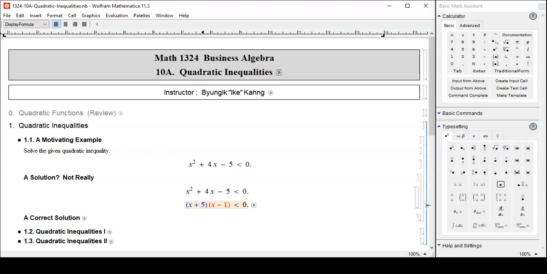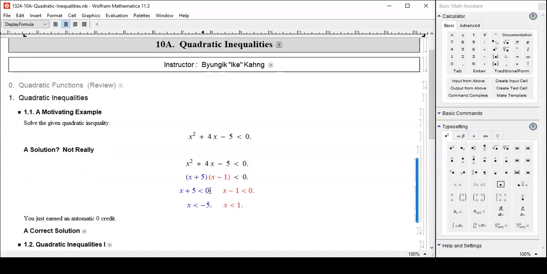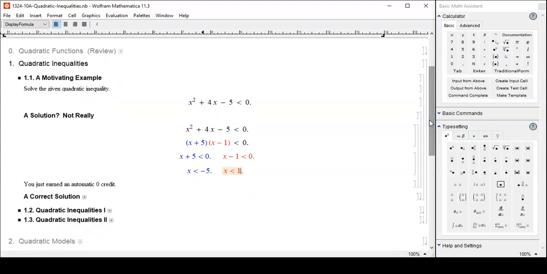And then, just like solving an equation, blue inequality, red inequality, and thus blue solution and red solution. Looking good? Not really. You just earned an automatic 0 credit.